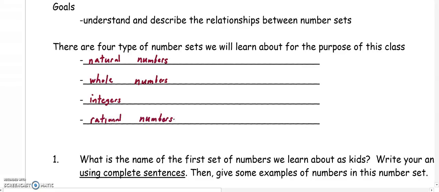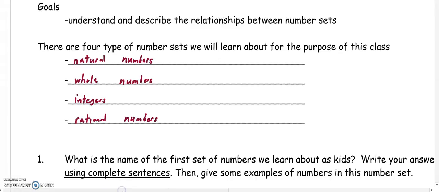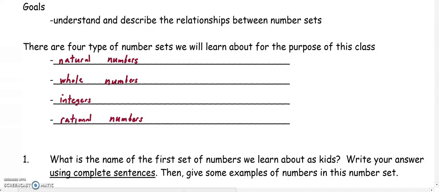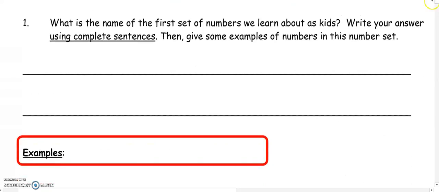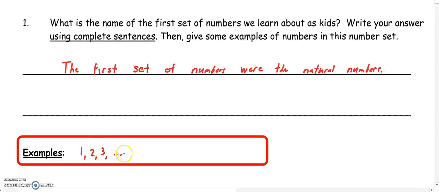So let's learn a little bit more about each set of numbers. What was the first set of numbers we learned about as kids? Thinking back to when we first started learning about numbers, we learned how to count. So we use the natural numbers in order to count. So the first set of numbers that we learned were the natural numbers. Examples of natural numbers then are 1, 2, 3. We can keep going and going and going.